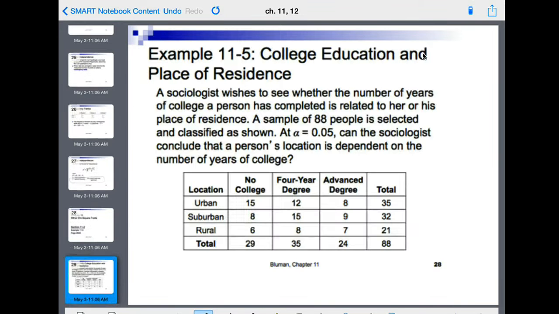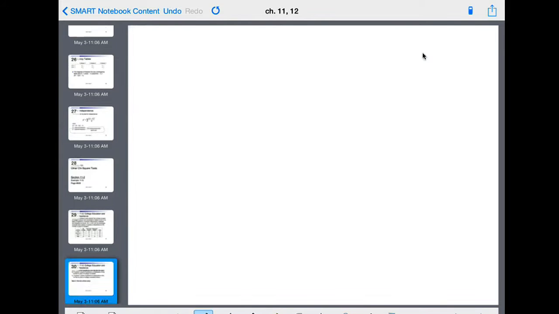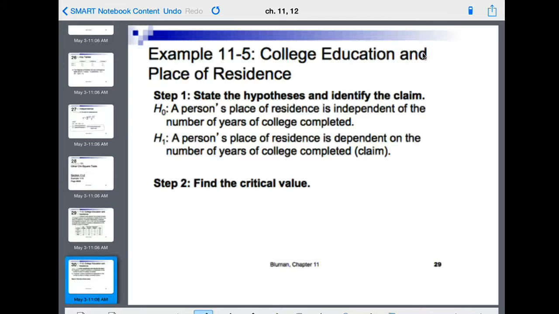So let's try one. A sociologist wishes to see whether the number of years a college person has completed is related to his or her place of residency. A sample of 88 people is selected and is classified as shown. Alpha is 0.05. Can the sociologist conclude that the person's location is dependent on the number of years of college? Here we have the number going to college: 4-year degree, advanced degree, and urban, suburban, rural, total, 88 people. The hypotheses: a person's place of residency is independent of the number of years of completed college, versus a person's place of residency is dependent on the number of years of college.